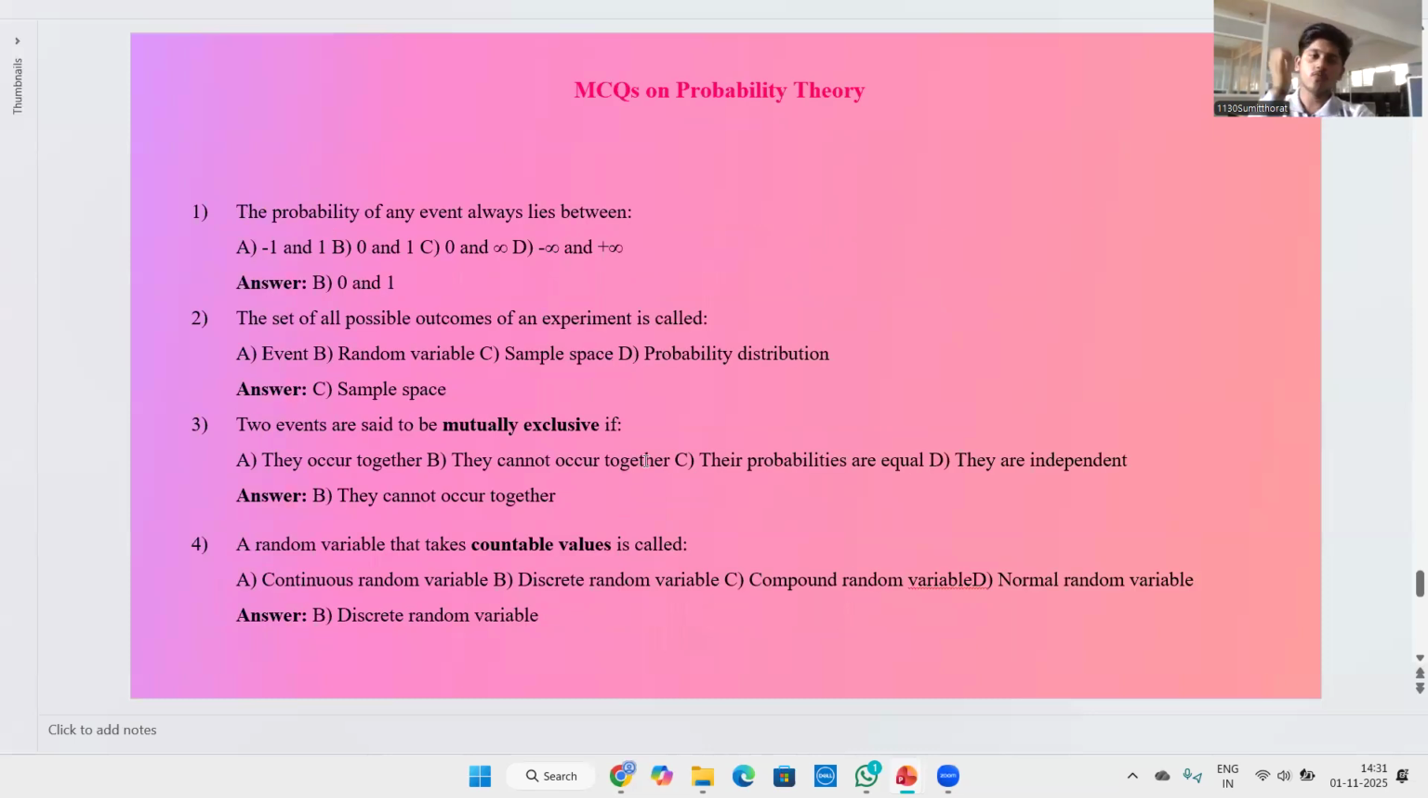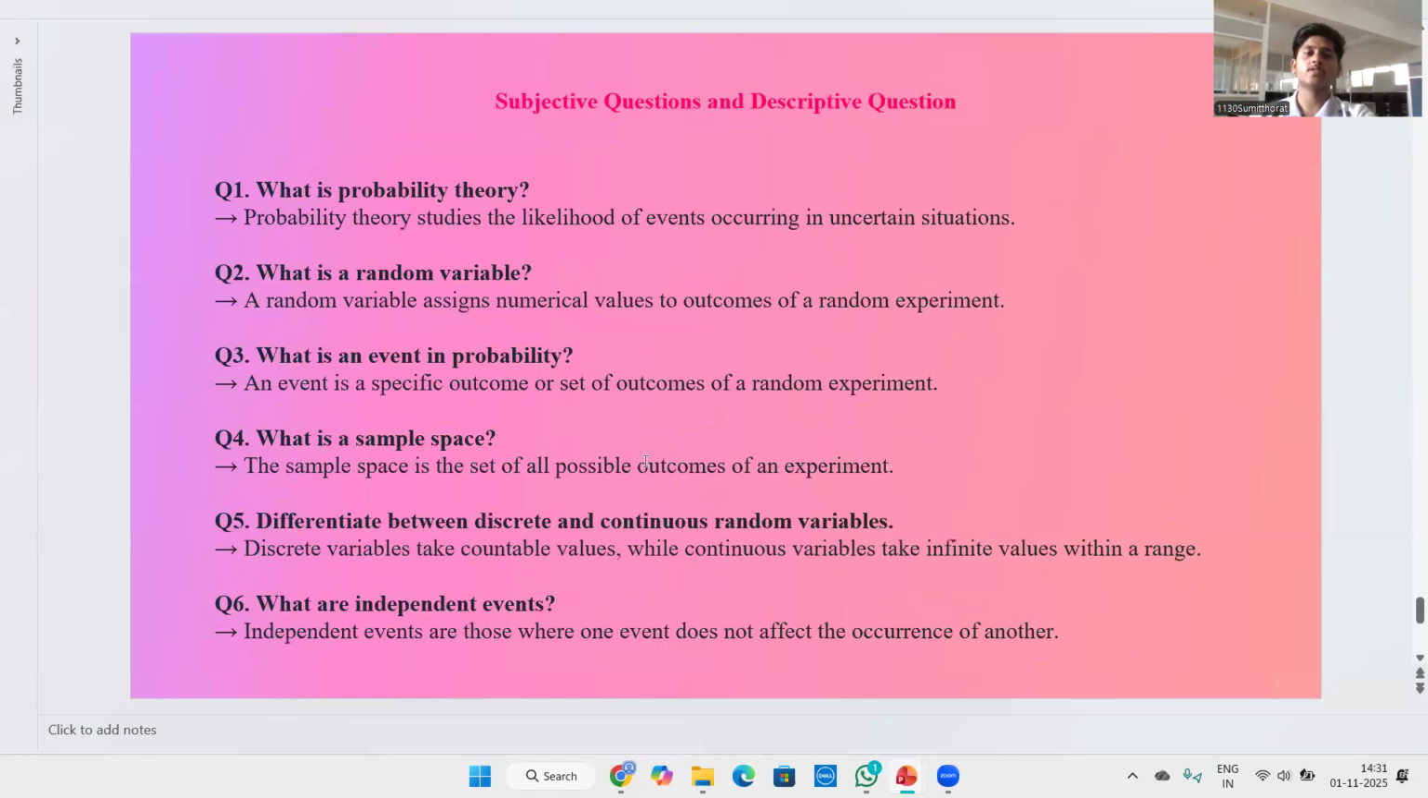Next, there are the MCQs for probability theory. We can see the probability of any event always lies between 0 and 1. There are so many MCQs added. There are subjective questions, descriptive questions like what is probability theory, what is a random variable, what is an event of probability, what is sample space, etc.